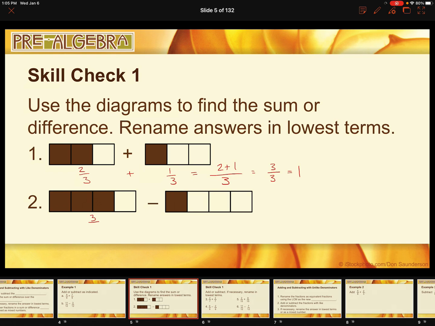And this one I see 3 out of the 4 boxes shaded. I'm subtracting 1 out of the 4 boxes shaded. Common denominator of 4, and I'll subtract 3 minus 1 to get 2/4. Or, in lowest terms, 1/2.